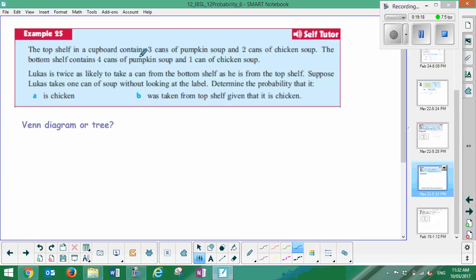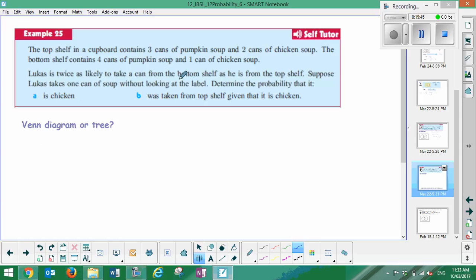The top shelf of the cupboard contains 3 cans of pumpkin soup and 2 cans of chicken soup. The bottom shelf contains that story. Lucas is twice as likely to take a can from the top shelf as he is from the bottom shelf. Suppose Lucas takes 1 can of soup without looking at the label, determine the probability. So the question is, are we in a Venn diagram or a tree? Ask that every time so we can work out which way to tackle it.